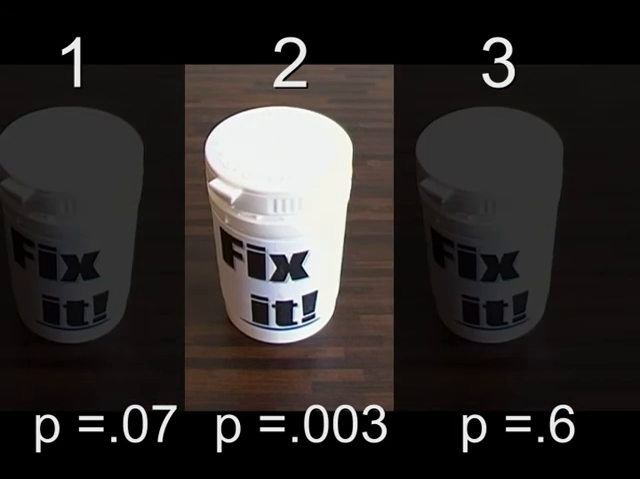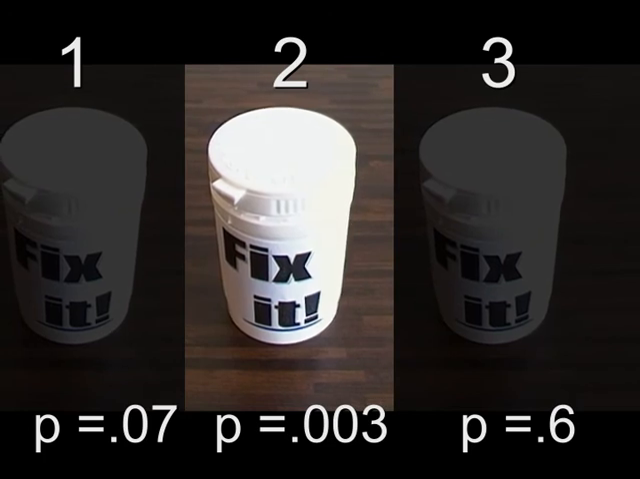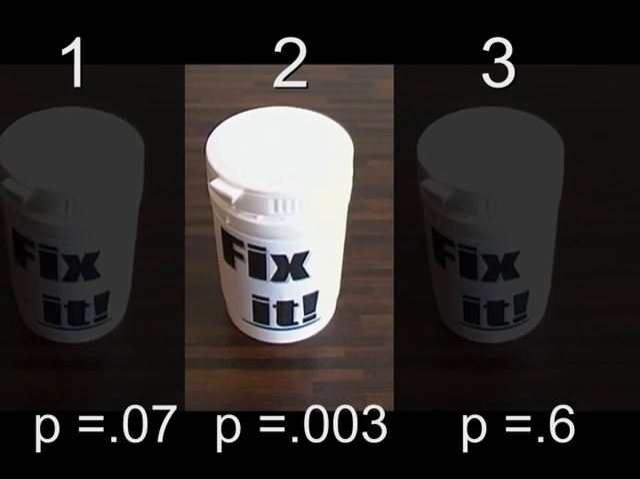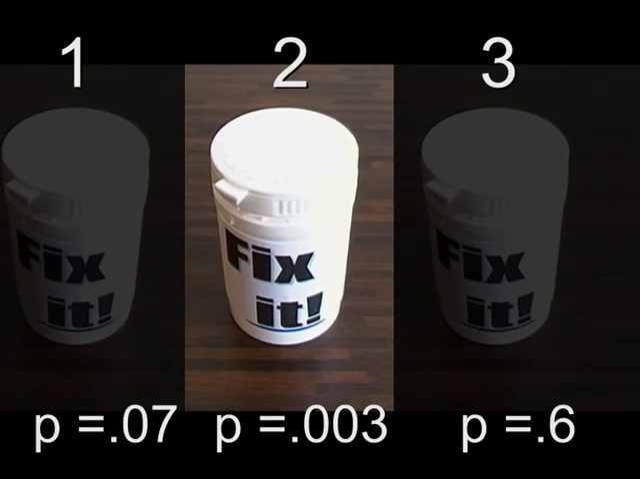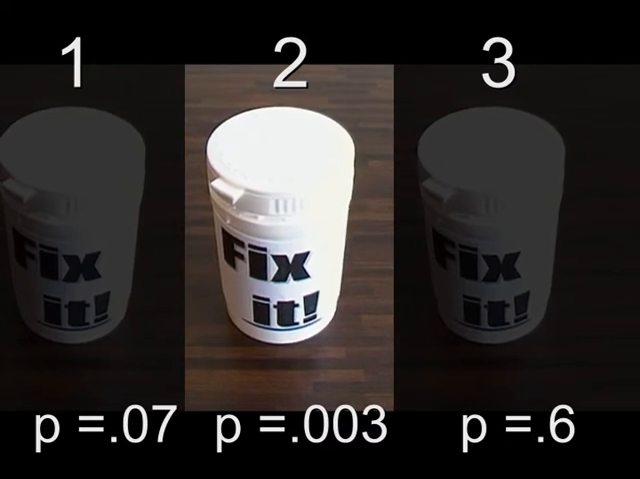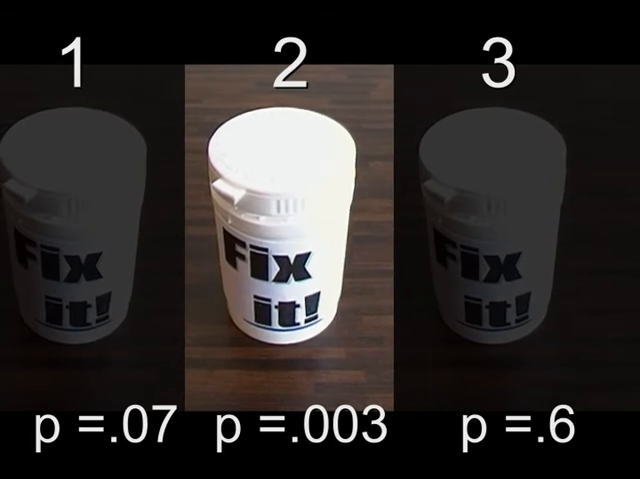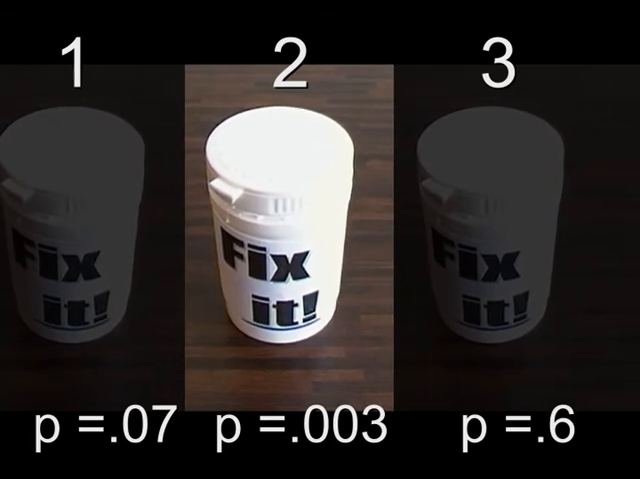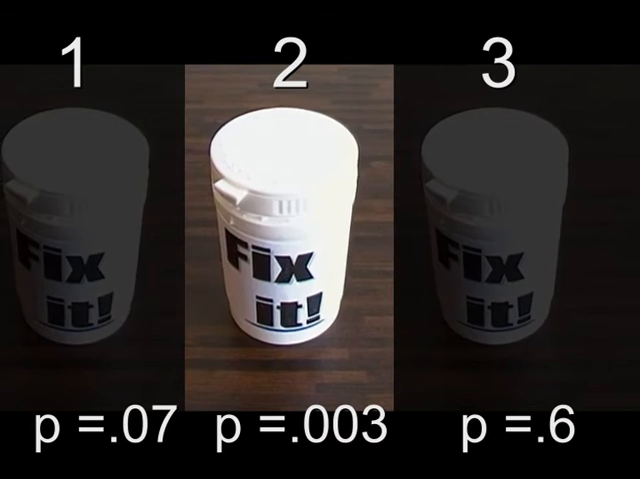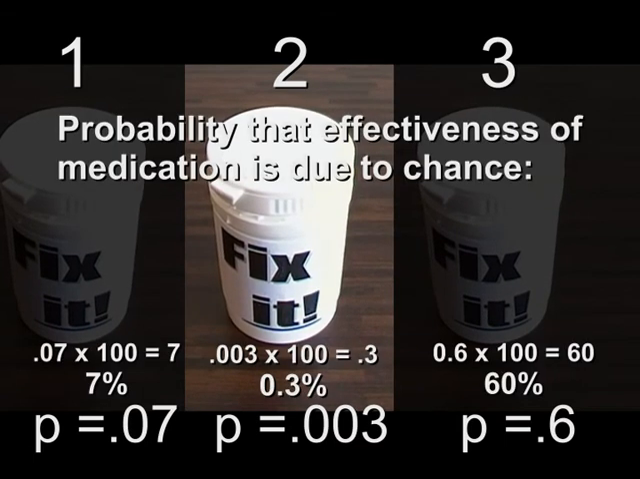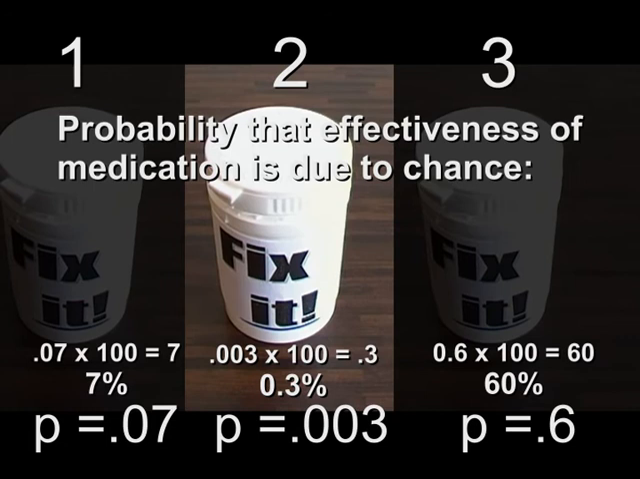So the answer to this question would be option 2. This is because it has the smallest p-value compared to the other options, which illustrates that it has the smallest probability that the findings of it being effective were due to chance. We can illustrate this further by converting the decimal values into percentages by multiplying them by 100. Pause for a moment if you want time to think.